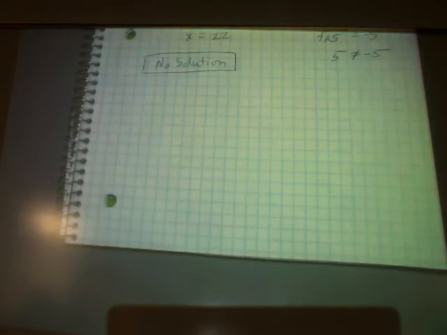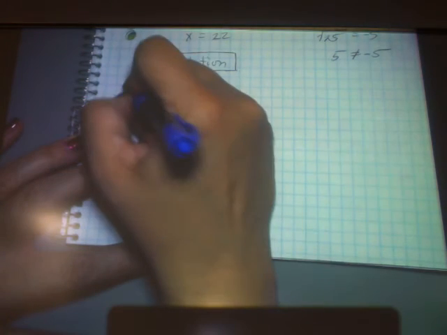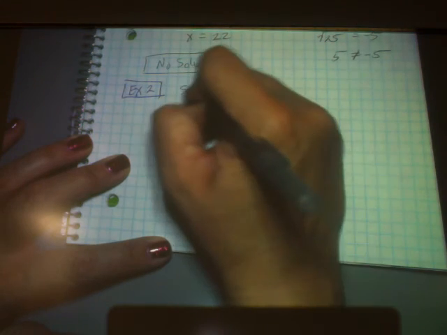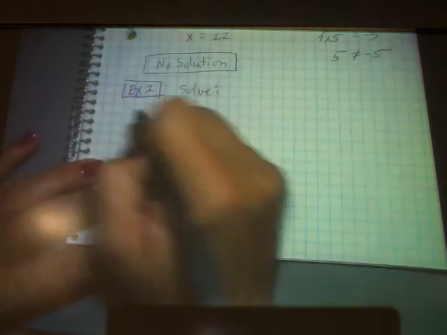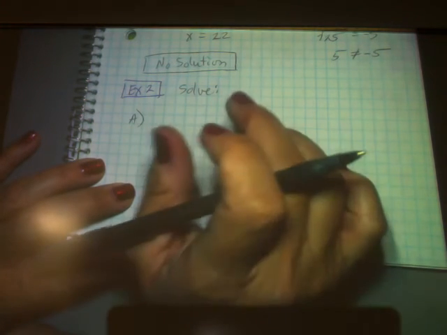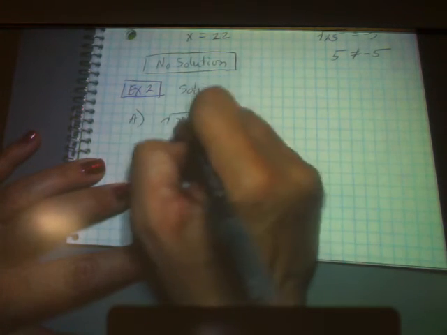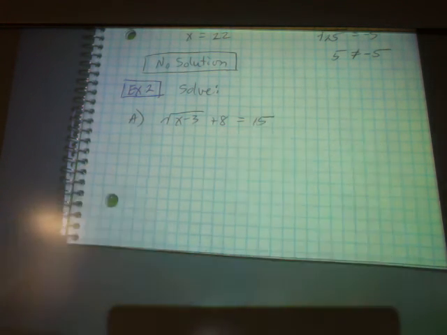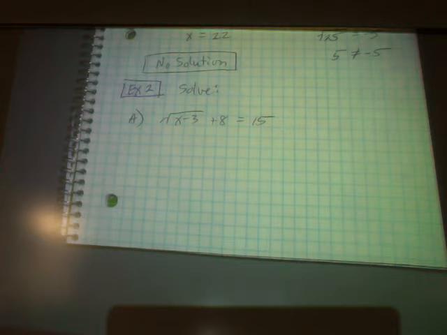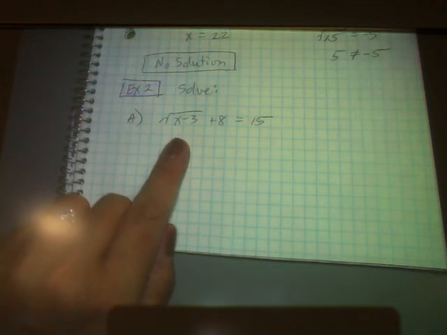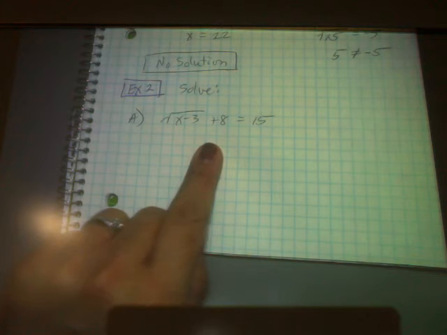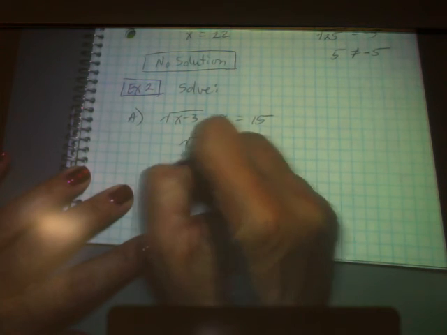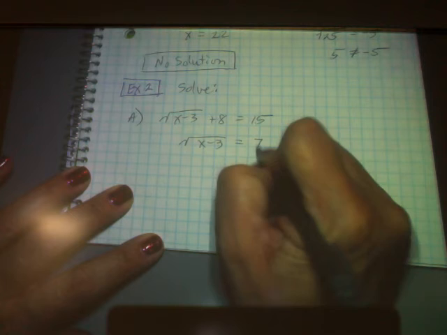So example 2. You are to solve question A, square root of x minus 3 plus 8 is equal to 15. Can I square both sides as it is? Nope. What do I have to remember to do? Yeah, I have to get that radical on one side by itself, so I do have to subtract the 8 from both sides. So that gives me the square root of x minus 3 is equal to 7.